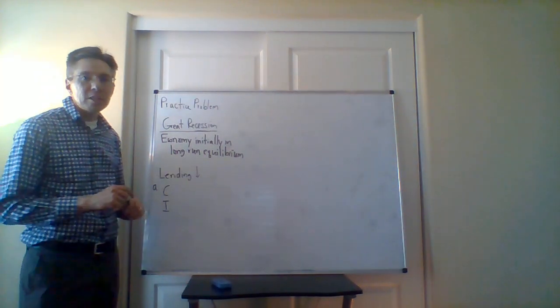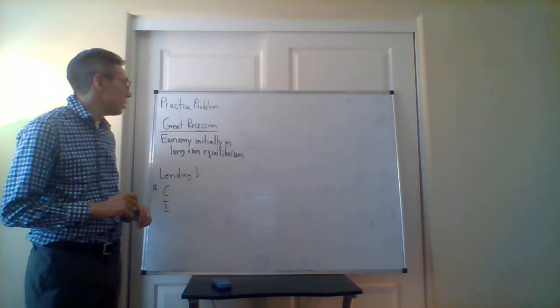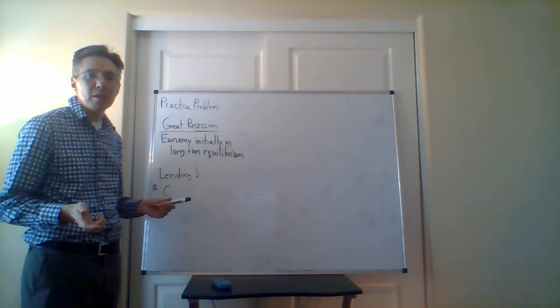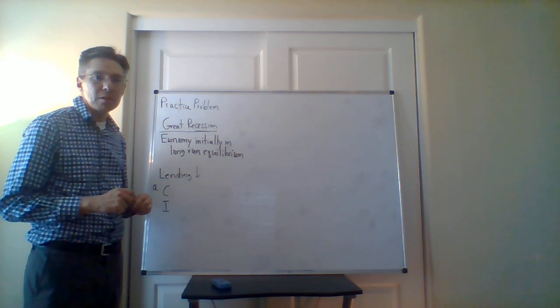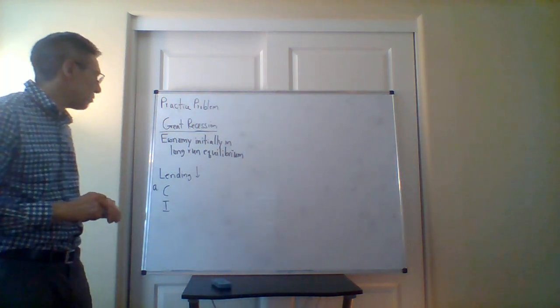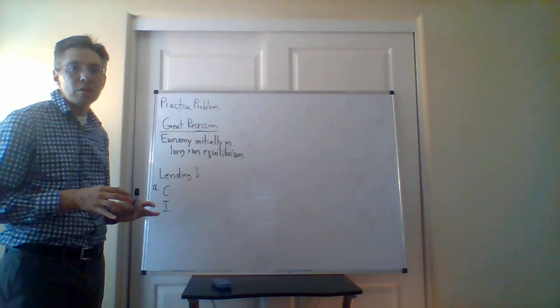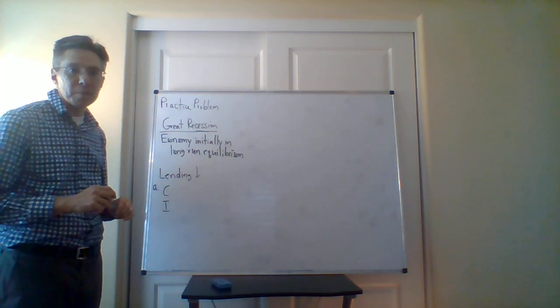Okay, so now we want to look at this practice problem. Basically, in the first part, we're talking about the Great Recession, and it's asking what happens. In terms of the way we can look at this, we can imagine, first of all, that there is no activity on the part of the government.